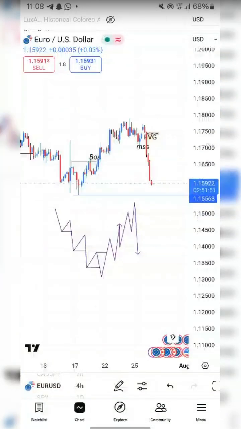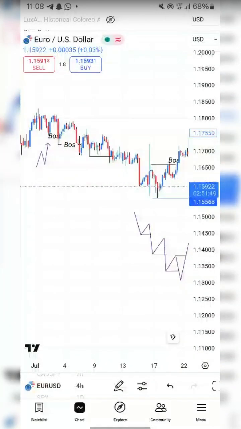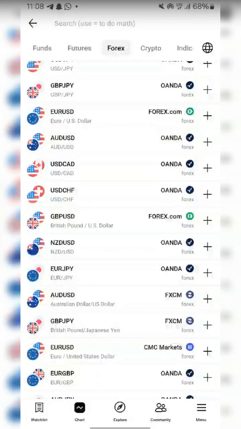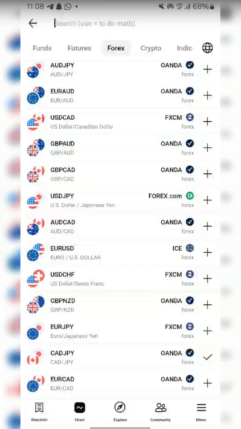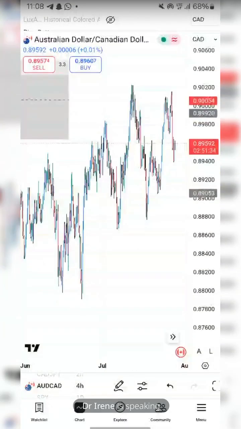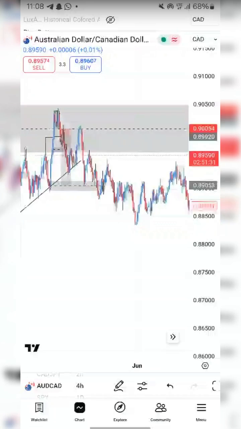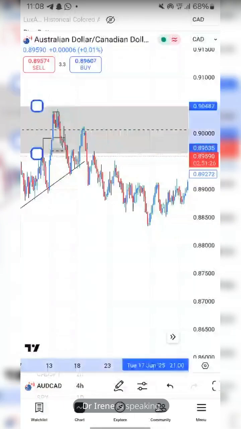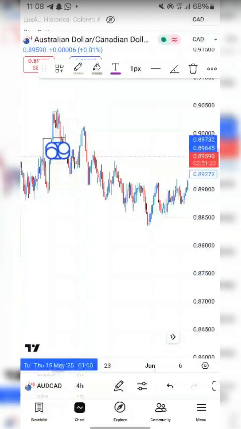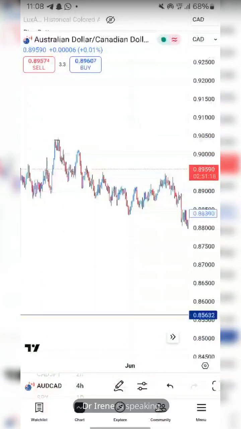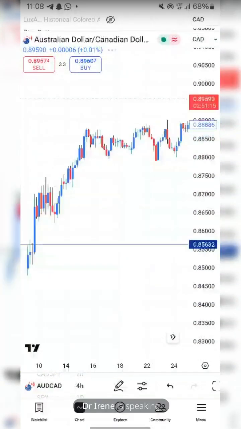Okay, this chart, I've been following since morning. So let me use another chart entirely, so that you guys will see it properly. Let me use this AUD chart. All right. This one hit my SL. So let me remove all these things. So let's start from here now.